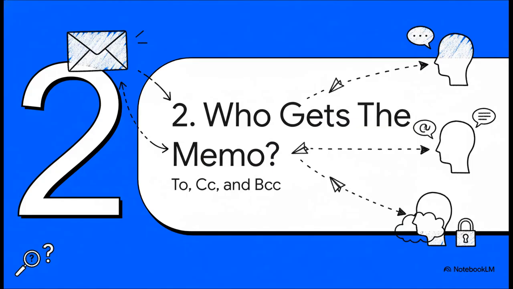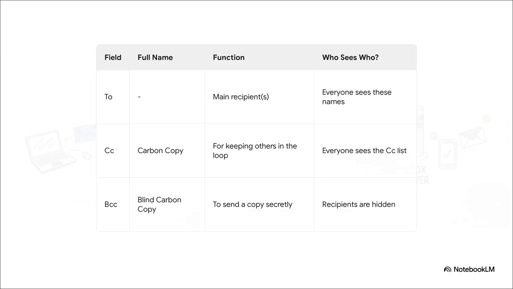So we have our address. Now, who are we sending this email to? You've seen those fields a million times: To, CC, and BCC. But really understanding the difference, especially when it comes to BCC, is a total game changer for email privacy. Let's run through them. To is easy, right? It's for the main people you're talking to.